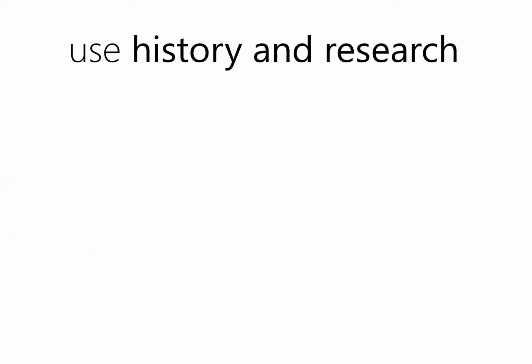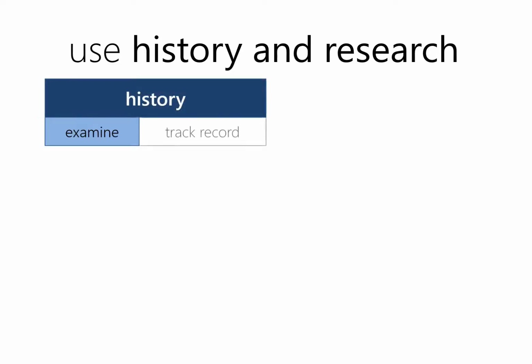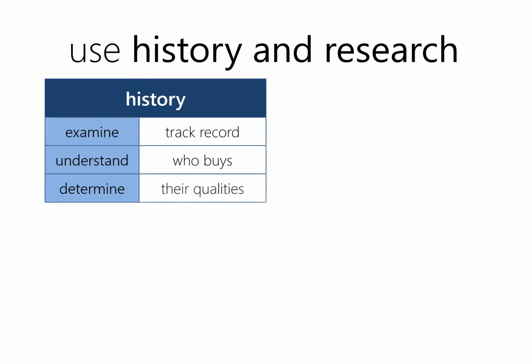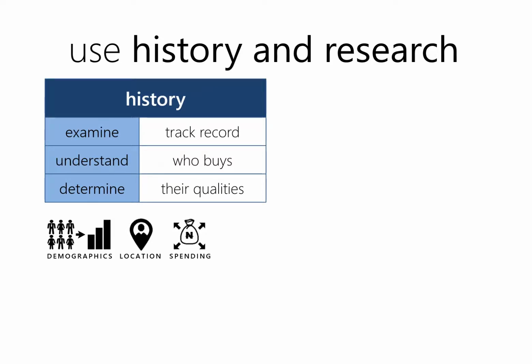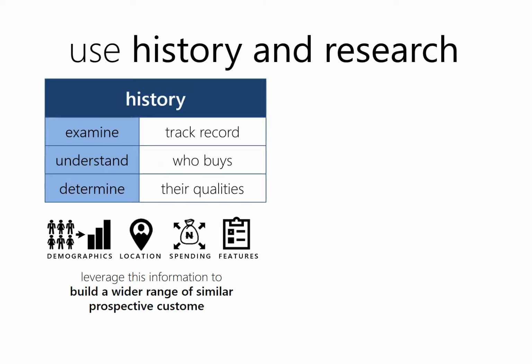A good way to do this is to use history and research. For history, examine your track record to understand which types of customers typically have bought from you in the past. What are their qualities? What is their demographic? Where are they located? How much do they typically afford or pay? What features are important to them? And so on and so forth. And then leverage that information to build a wider range of prospective customers that are similar.